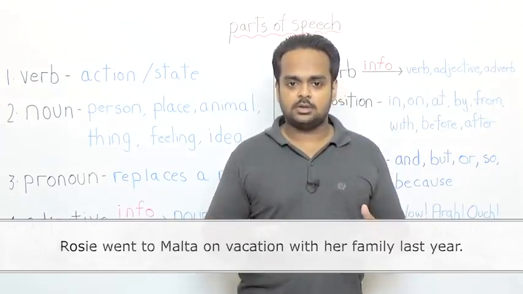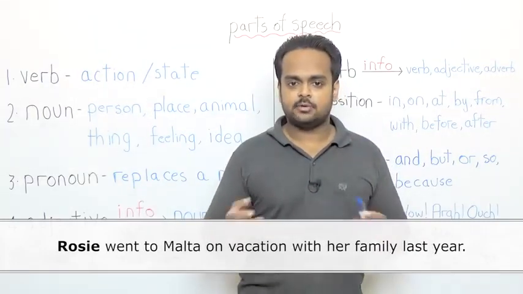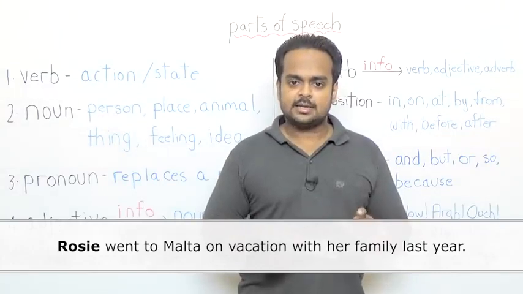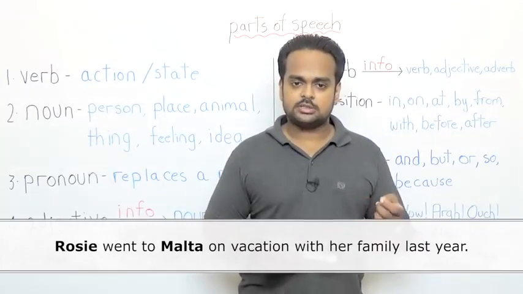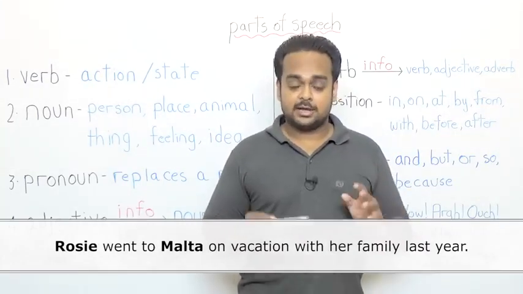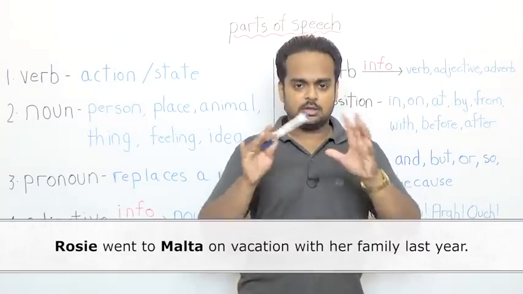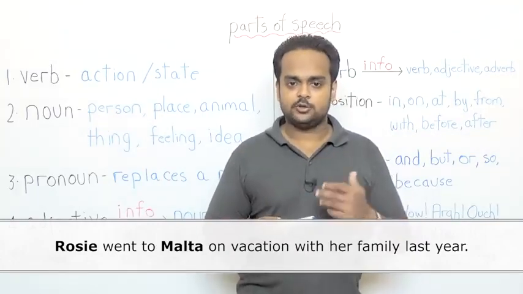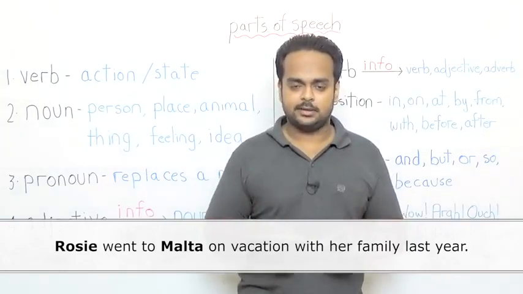Well, the first noun is Rosie. It's the name of a person. The second noun is Malta. Malta is the name of a place. It's actually a beautiful, small little island country in Europe. Okay, so Malta is a place.